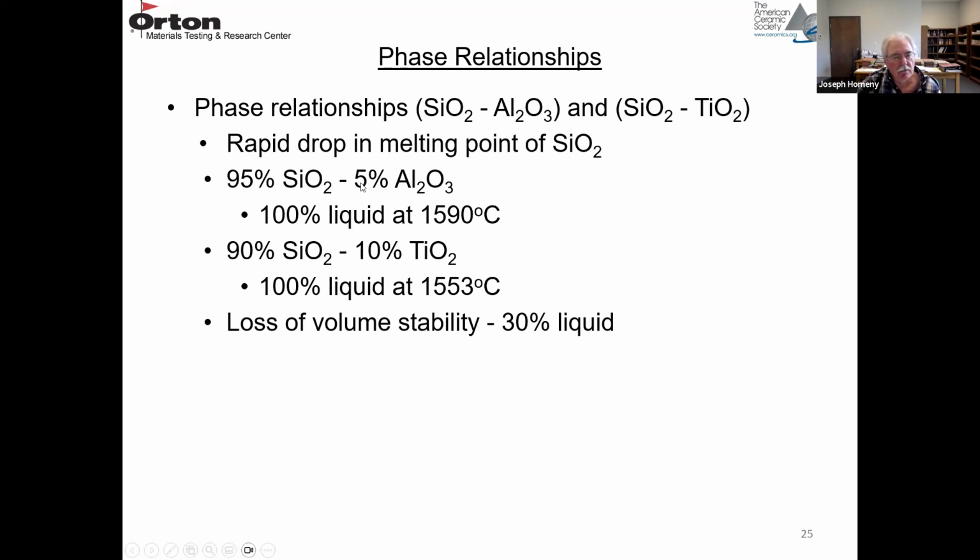So if you have 5% alumina present, the balance being 95% silica, you'll develop 100% liquid at 1590 degrees C. If you have 10% TiO2 present, the balance being 90% silica, you're going to have 100% liquid at 1553 degrees C. So obviously that's higher than 30%. So these are going to lose all volume stability at these temperatures.